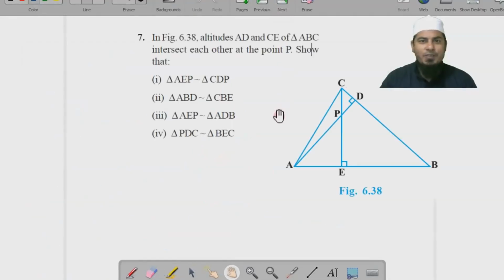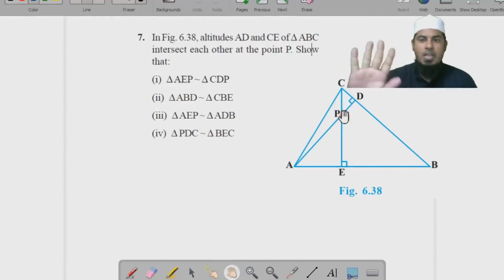Let us take another question of this. In the figure 6.38, altitudes AD and CE of triangle ABC intersect each other at point P. We need to prove that these many triangles are similar. If I am able to prove one, the same criterion we can use for the others. Let's see triangle AEP, similar to triangle CDP, whether one angle is 90 degrees or not.